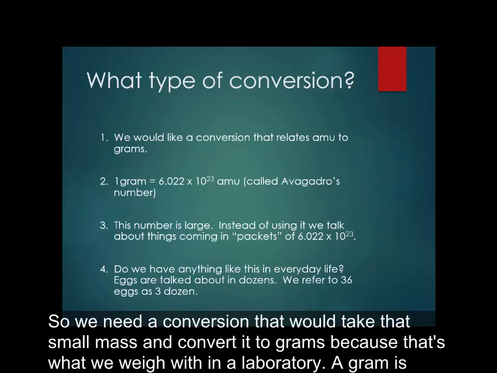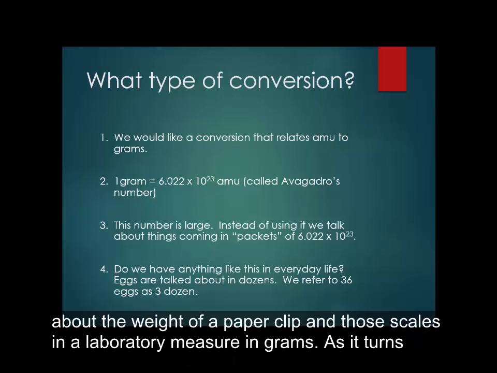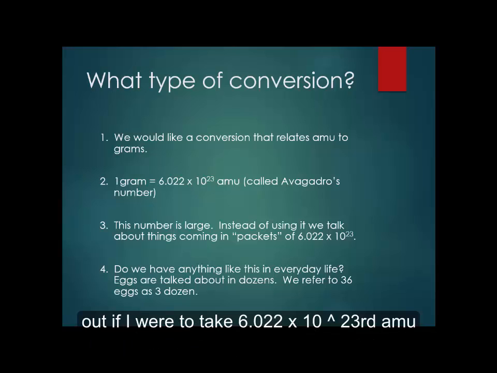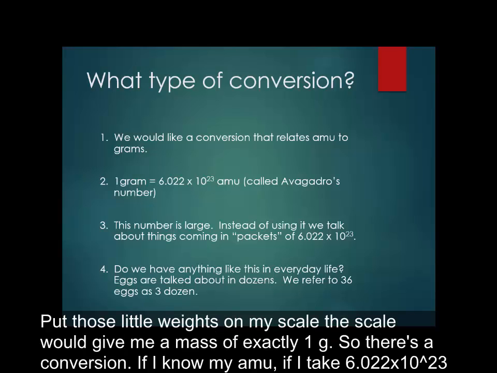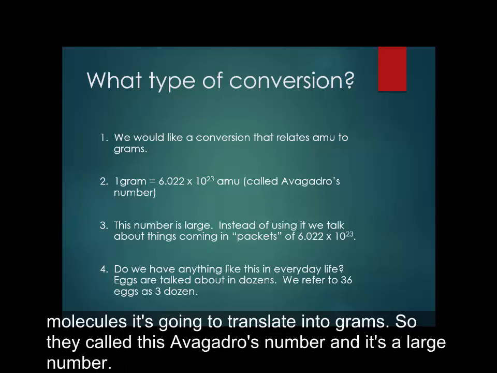So we need a conversion that would take that small mass and convert it to grams, because that's what we weigh with in a laboratory. A gram is about the weight of a paper clip, and those scales in a laboratory measure in grams. As it turns out, if I were to take 6.022 times 10 to the 23rd AMUs, the little tiny weights of AMU, so this is a really big number, and put those little weights on my scale, the scale would give me a mass of exactly 1 gram. So there's our conversion. If I know my AMUs, and I take 6.022 times 10 to the 23rd molecules, it's going to translate into grams.